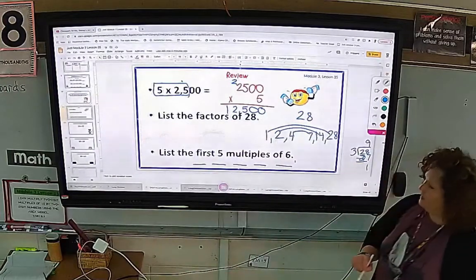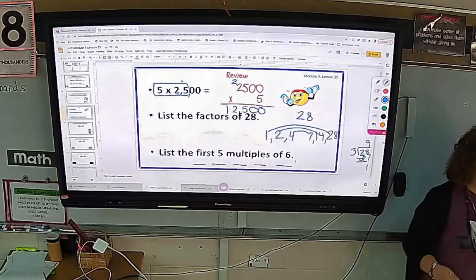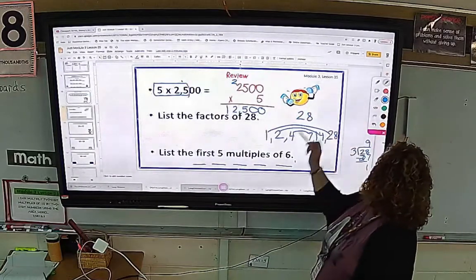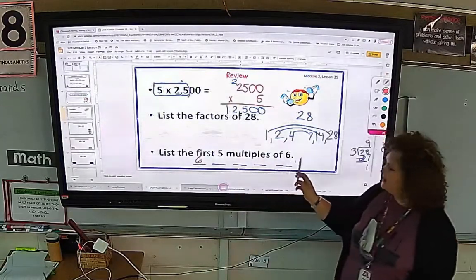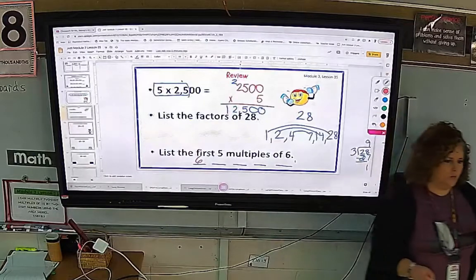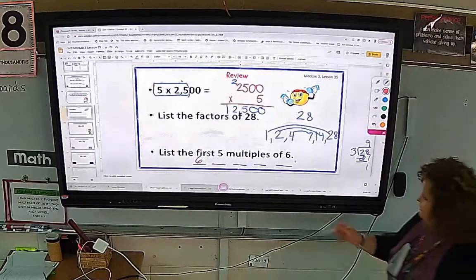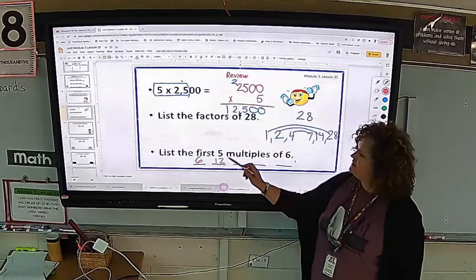Okay? Now it says the first 5, so I can start with 6 because 6 times 1 is 6. So 6 is my first one, and then I'm counting by 6s. So what would come next? 6 and then 12. Because that's 6 times 1. Well, that's 6 times 2.